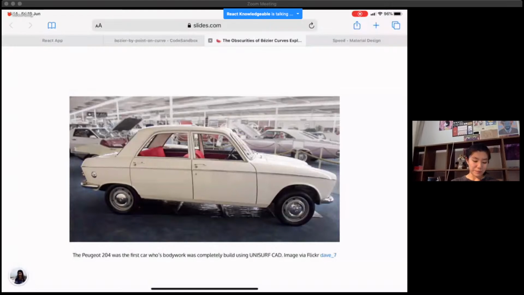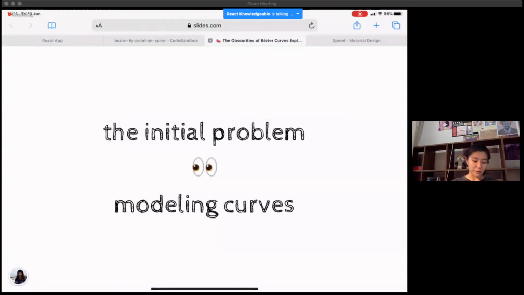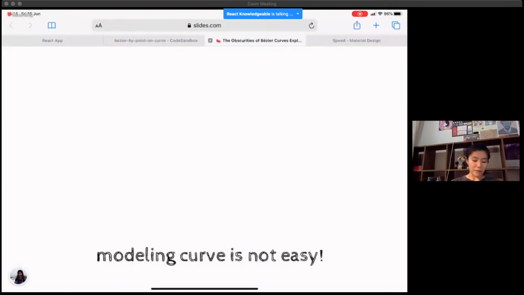So the initial problem was to model curves, and without an existing method, it actually wasn't ready. And here are some of the attempts. It may look a bit weird to you. That's because, well, we haven't figured out a good enough method yet. So anyway, here is one attempt.